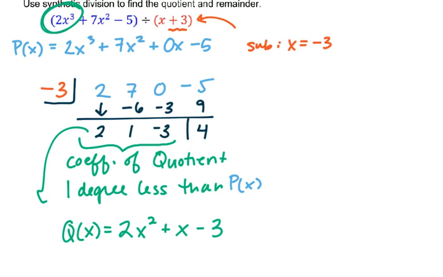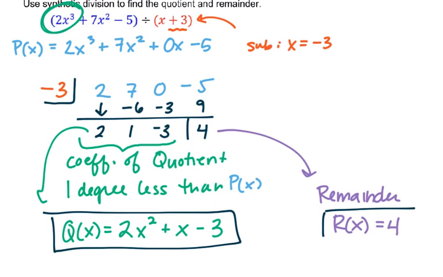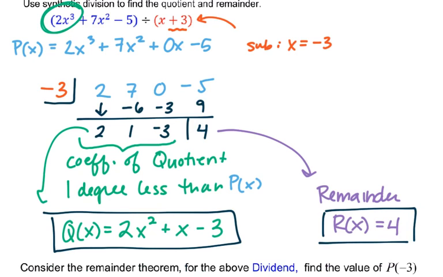The last piece we have here is the remainder. The remainder is going to come from what's left in the box. In this case, my remainder, r of x, equals 4. So now we know how to identify a quotient and how to identify a remainder. And we're going to use this here.